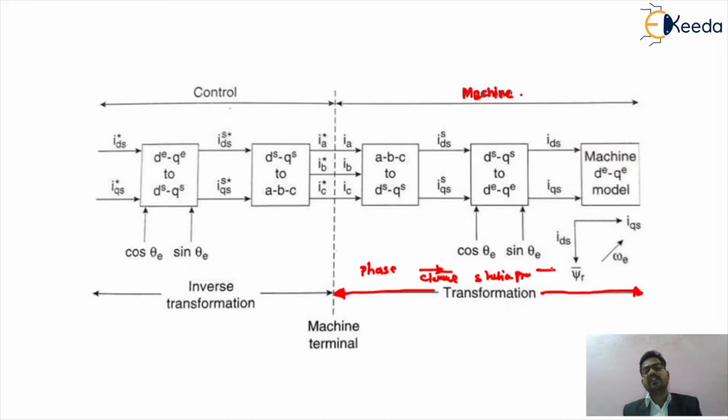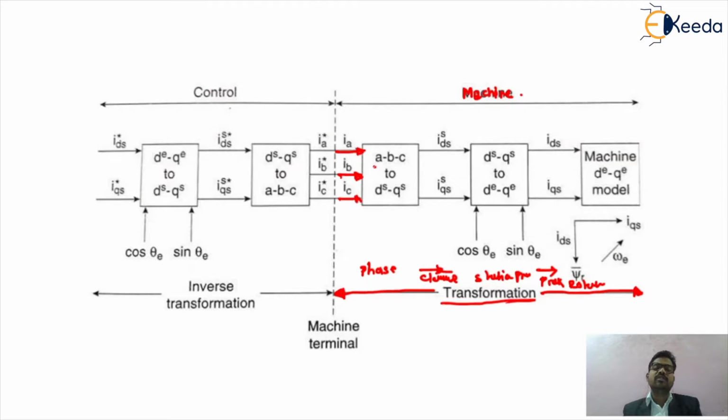Now this stationary frame will be converted into a rotating frame by means of Park transformation. So we want to understand this transformation first of all. Okay, so friends, suppose we are applying the three phase supply, that will be the IA, IB and IC, to your control block, or we call it the Clarke transformation technique.